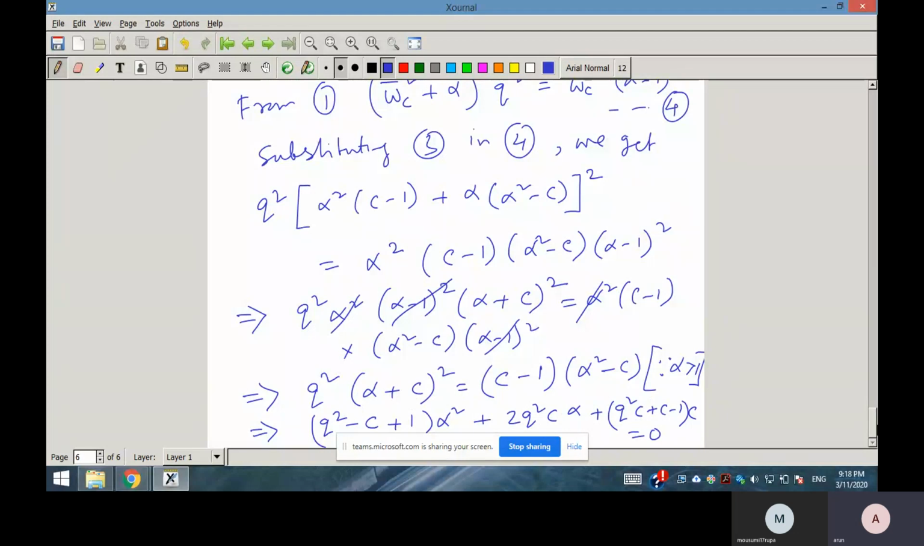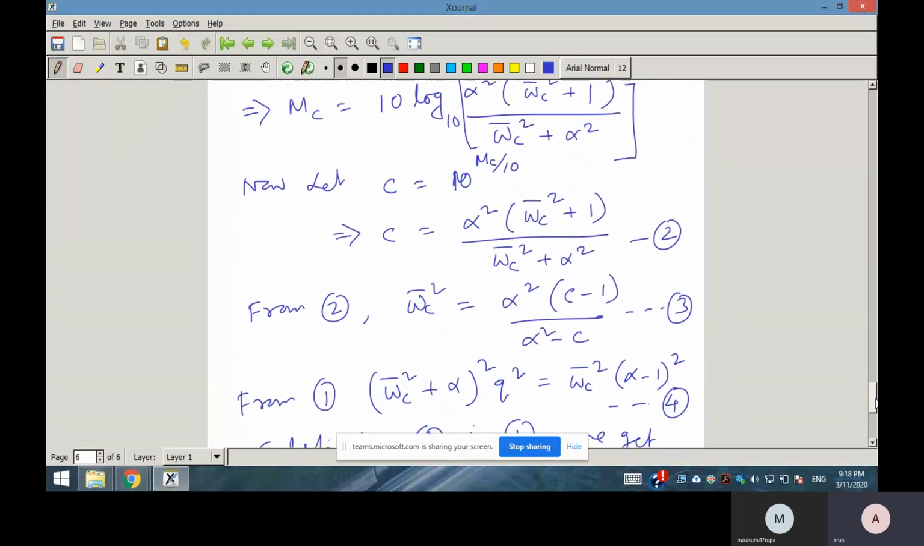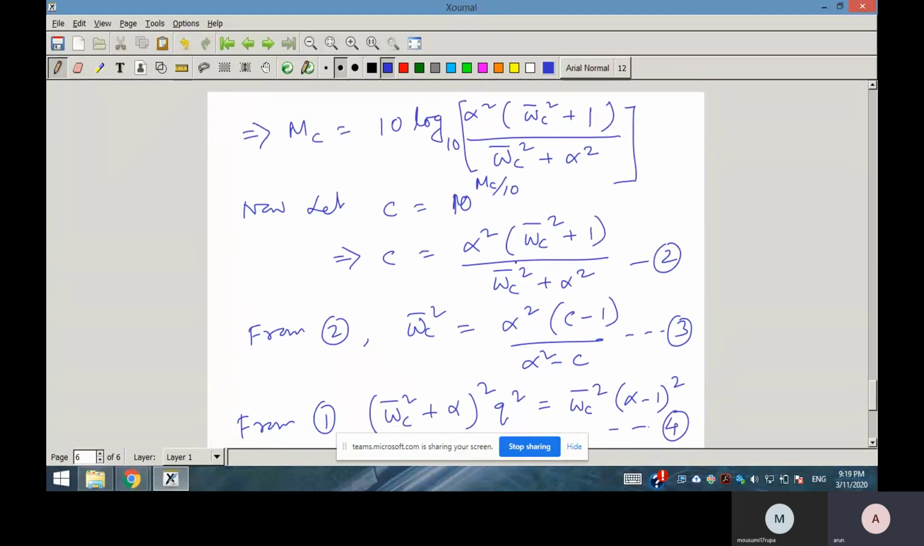So okay, it's fine. Now we have to show what is given to us. Given is q and c. What is c? C is your 10 to the power Mc by 10. Mc is given, Mc in dB. So that means c is given.